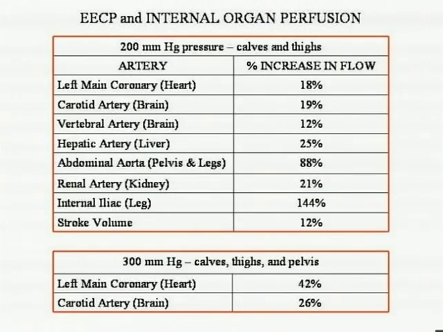If we look at the effect of ECP at 200 millimeters of mercury pressure or the usual 300 millimeters of mercury pressure, we're going to be improving blood flow to the coronary arteries, to the brain, to the liver, to the abdominal aorta for the pelvis and kidneys by 88%, to the iliac artery that feeds the leg and the pelvic organs by 144%.